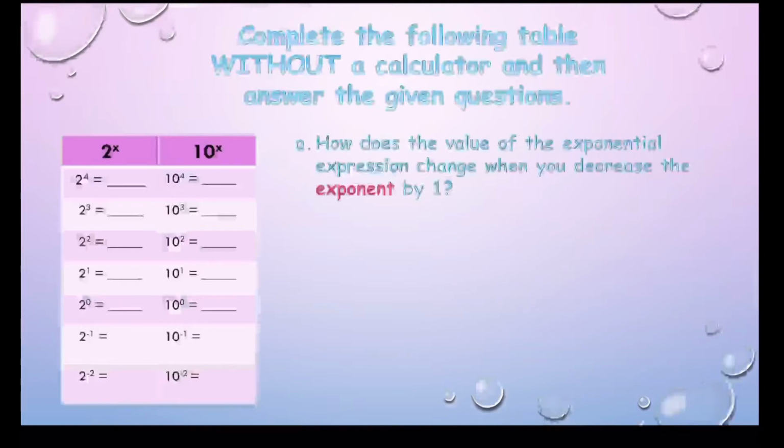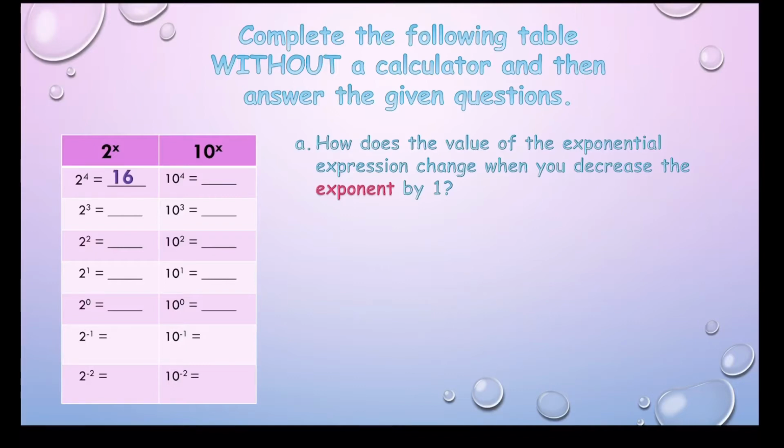2 to the 4th power. That means 2 times 2 times 2 times 2. That gives me 16. 2 cubed means 2 times 2 times 2, which is 8. 2 squared means 2 times 2, which is 4. 2 to the 1st power just means 2. You're only putting it once. Then 2 to the 0, meaning I don't have any.